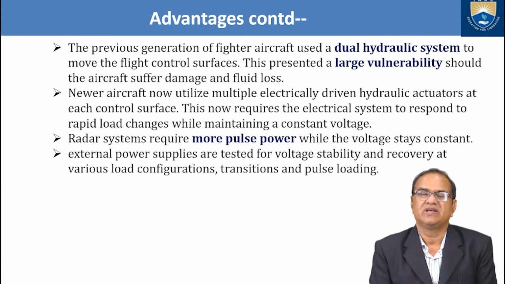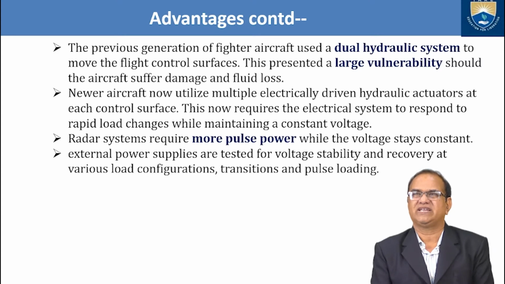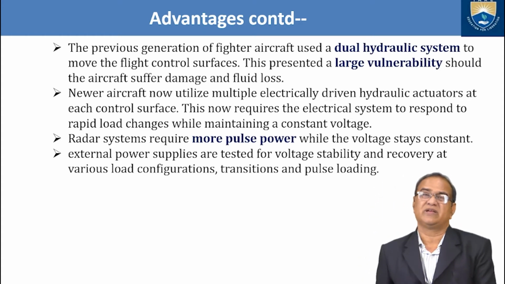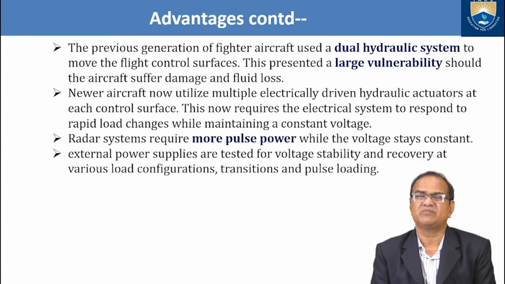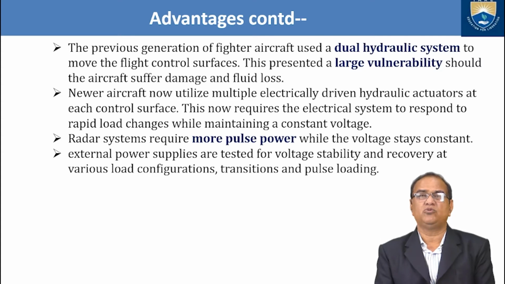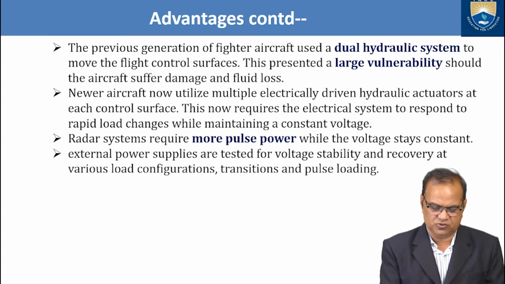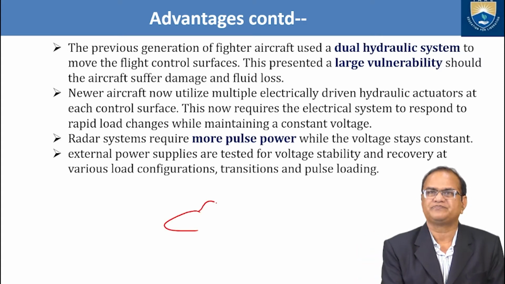Advantage: the previous generation of fighter aircraft used a dual hydraulic system to move the flight control surfaces. This presented a large vulnerability should the aircraft suffer damage and fluid loss. In olden days, most aircraft operated the hydraulic system, and there were two hydraulic systems to move the flight control surfaces. You see how these flight control surfaces used to move. I will show you here.